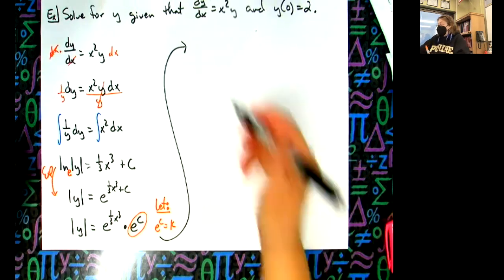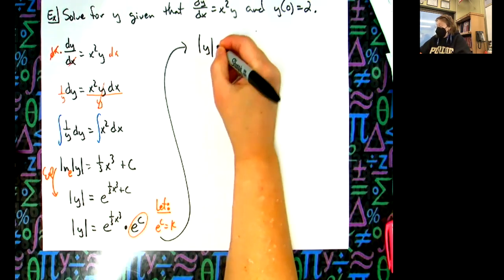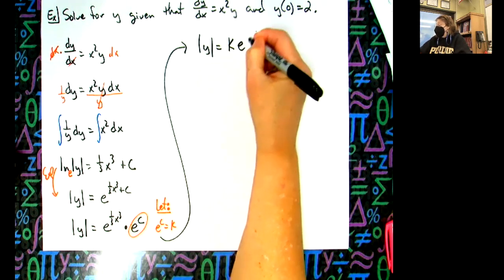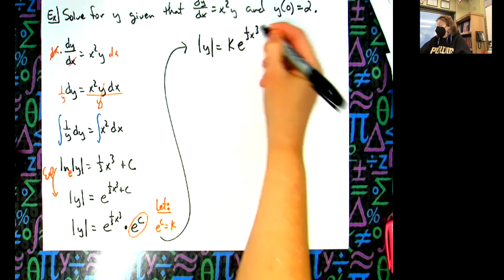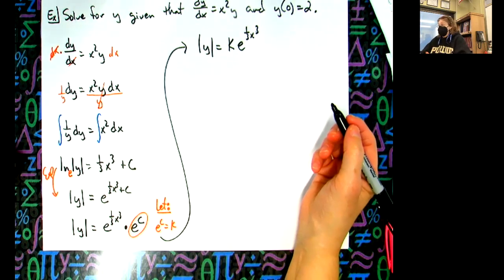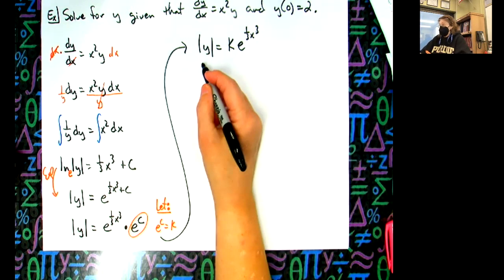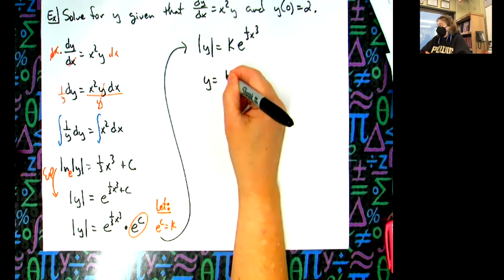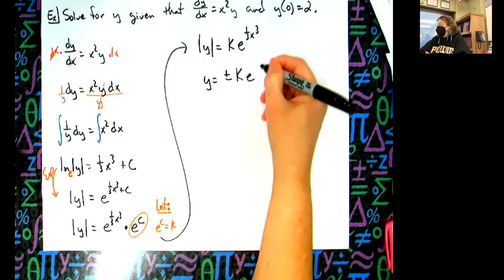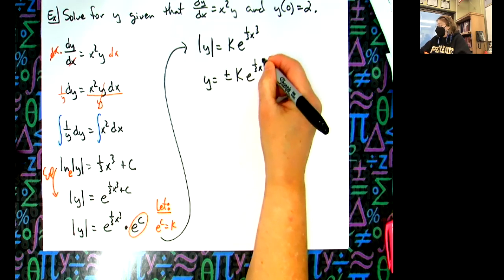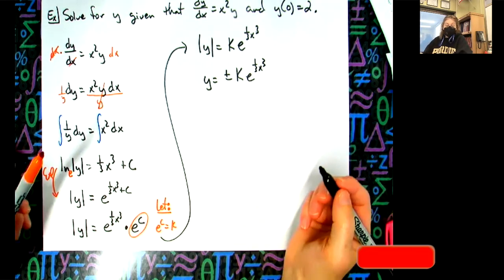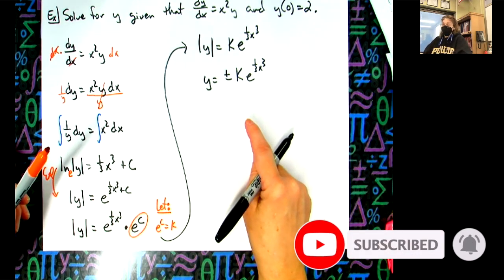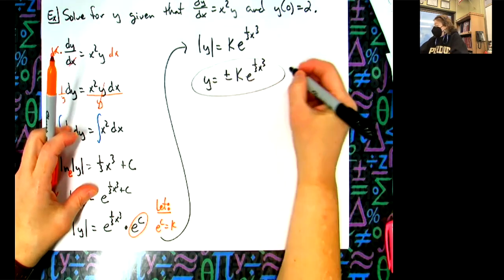All right, now I can do absolute value of y is equal to, I'm going to put the k in front, k e raised to the 1/3 x to the third. I want to get rid of my absolute value bars. So when I get rid of the absolute value bars, I add a plus or minus, e raised to the 1/3 x to the third. Okay. So what's that answer? General solution.